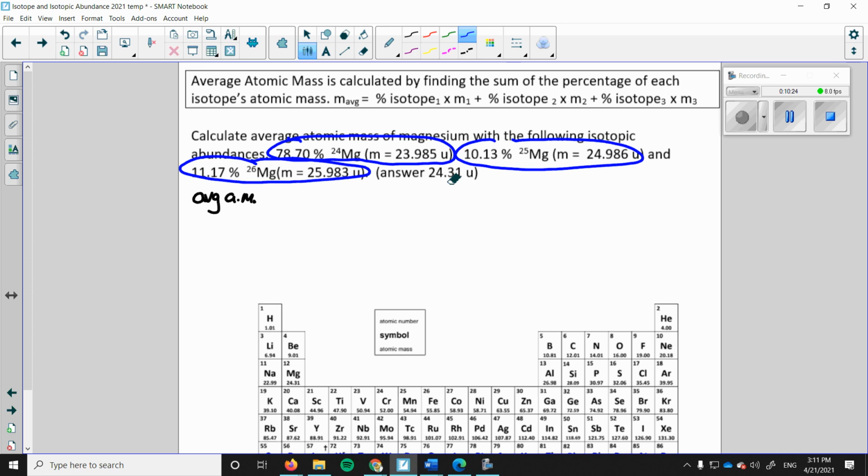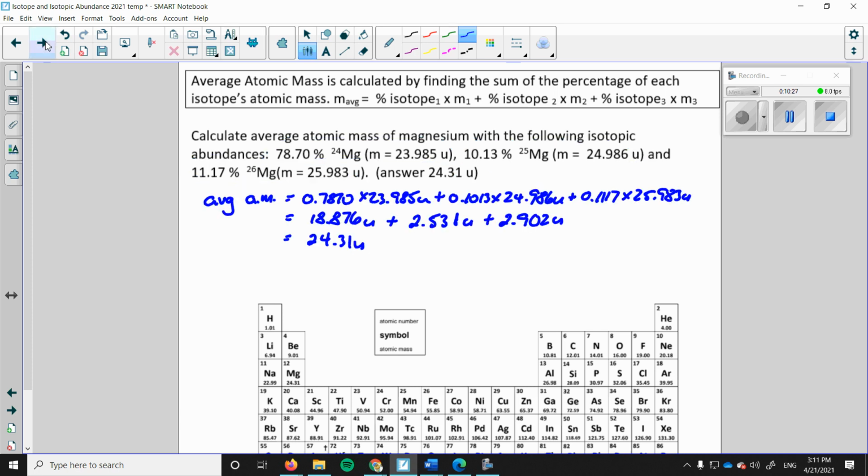Okay, now that you've paused, let's see how we did. So again, what we want to do is you take the percentage, so here, 78.70, change it into a decimal, and you multiply it by the mass for that particular isotope. So here, magnesium-24 is a mass of 23.985. And then same thing over here. Here's my percentage. Here's the mass of magnesium-25. And lastly over here, I have my third isotope. There's my percentage. There's the mass of magnesium-26. You multiply through, find the sum, and you end up with 24.31 atomic mass units.